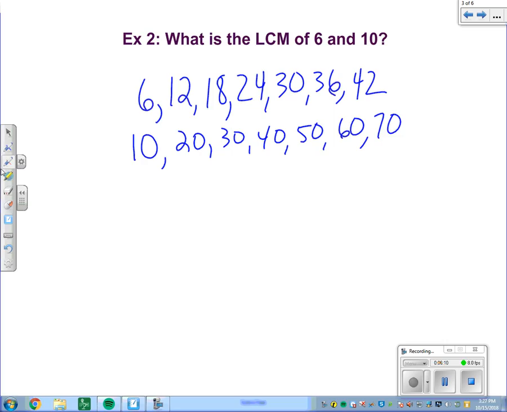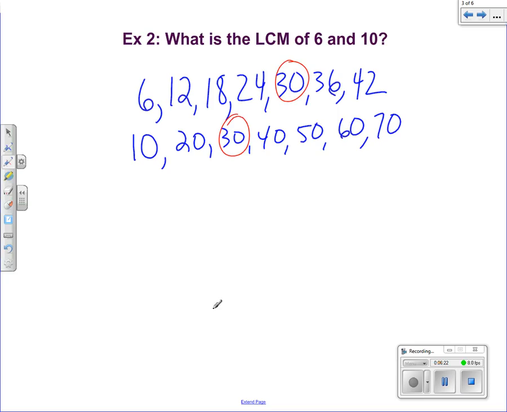Now let's take a step back and see if we can find our LCM using just the numbers that we've listed. What is the first number in both lists that is identical, or the same? 30? I think I heard you say 30. 30 is correct. That is our LCM. The LCM of 6 and 10 is 30.